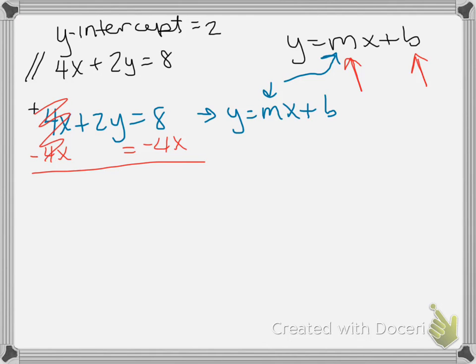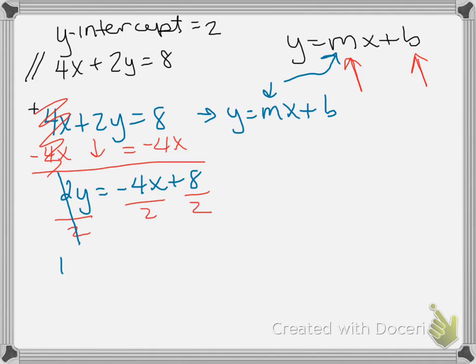This will cancel out and be a zero pair. I'll bring down my 2y, and then I can write negative 4x plus 8. I've got to get y by itself. It still has a number on it, so since it's being multiplied by 2, I'm going to divide everything by 2. 2 divided by 2 is 1, so that's y equals negative 4 divided by 2 is negative 2x, and 8 divided by 2 is 4.